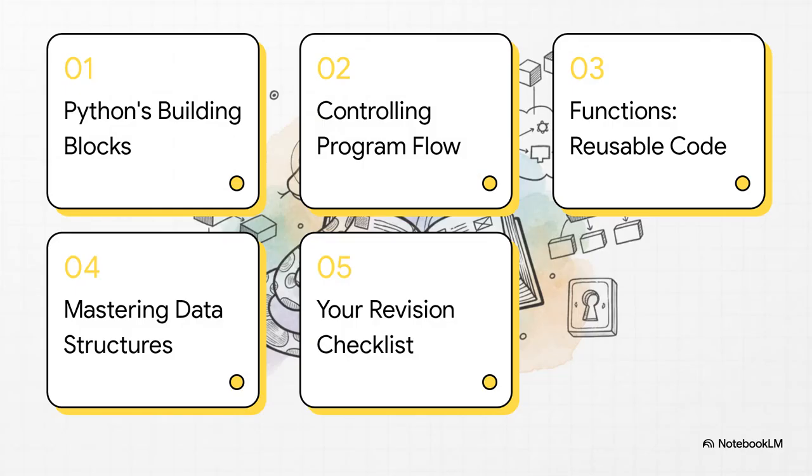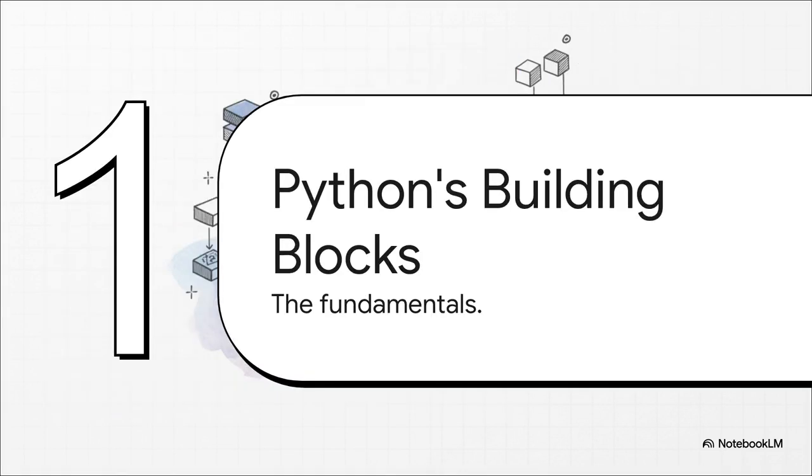So, what's our game plan? First, we'll start with the absolute fundamentals, Python's building blocks. Then, we'll jump into how you make your programs smart by controlling their flow. After that, it's all about functions, reusable code. Then, we'll tackle data structures, and we'll wrap it all up with a super handy revision checklist. Ready? Let's get started. Okay, first up, Python's building blocks.